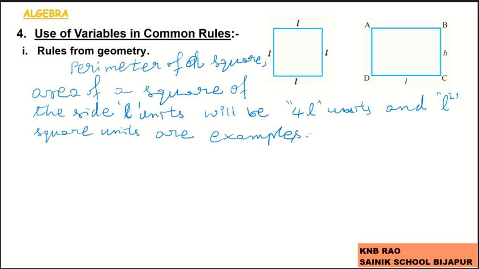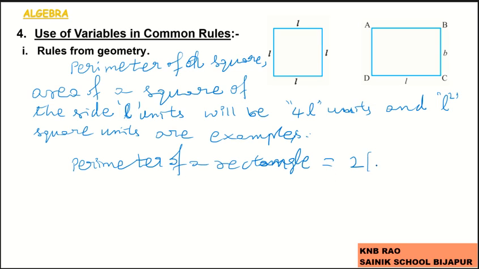Okay, they are the rules. Even when it comes to the perimeter of a rectangle, it is 2 times of L plus B, that is also a rule or a formula formed with the help of variables. And even the area of a rectangle of length L and breadth B will be L into B. So, they are all rules from geometry.